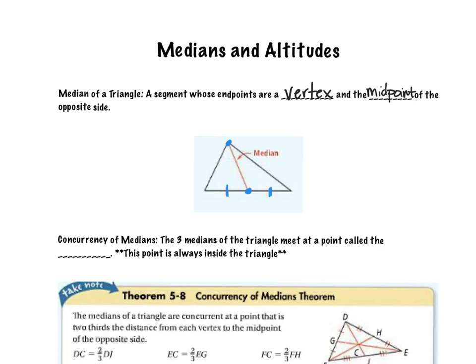Okay. So each triangle will have 3 of these because there are 3 vertices, 3 sides. So if you draw all 3 of them in, all of those lines will end up meeting at one point. So that's what we call the centroid. And one thing to know, the centroid is always on the inside of the triangle.